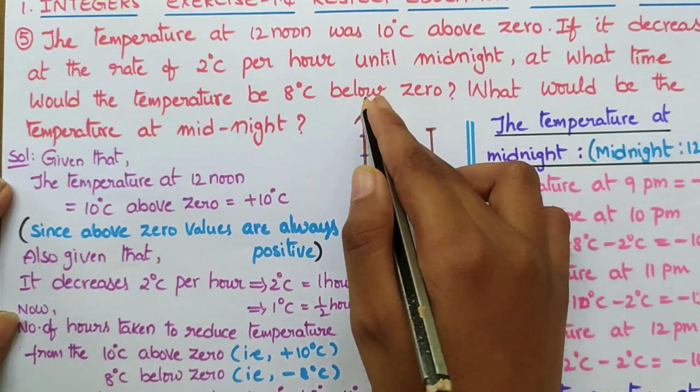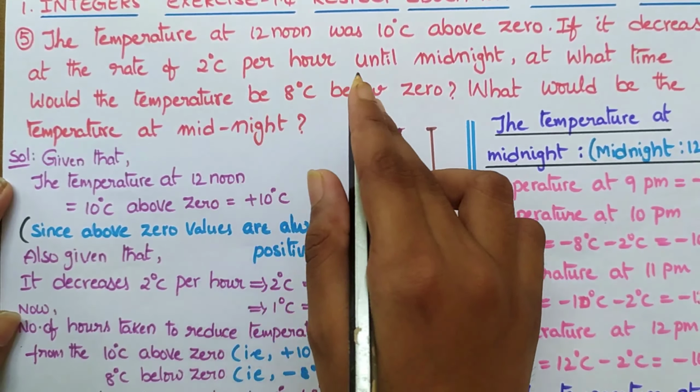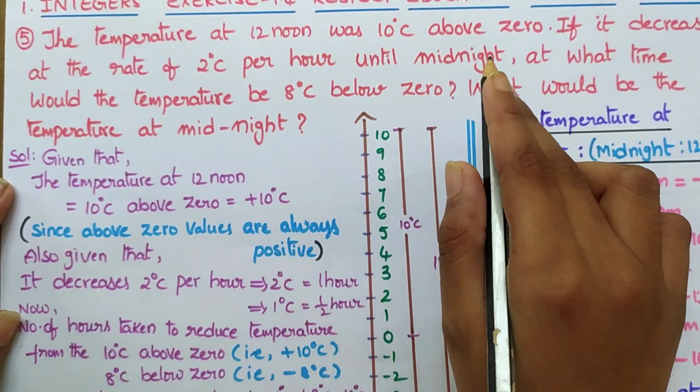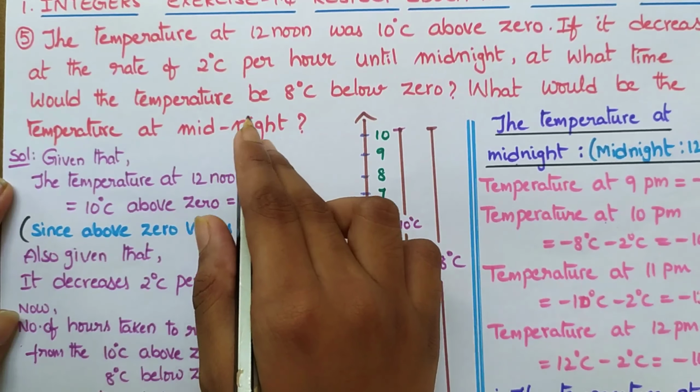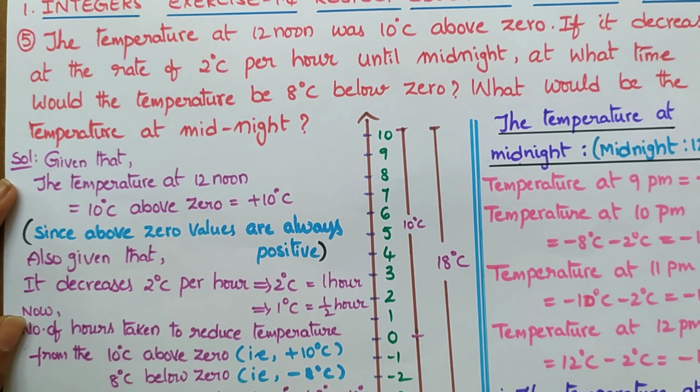See here friends, there are two bits in this question. At what time would the temperature be 8 degrees Celsius below zero? This is the first bit. And what would be the temperature at midnight? This is the second bit. Now let us see the solution.